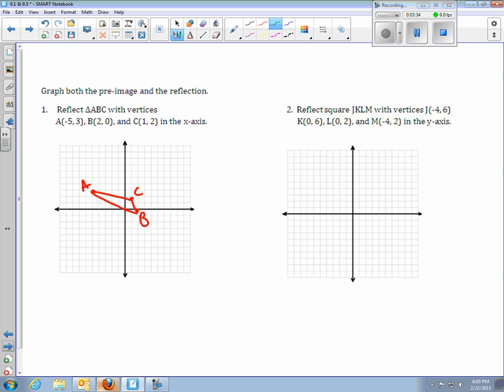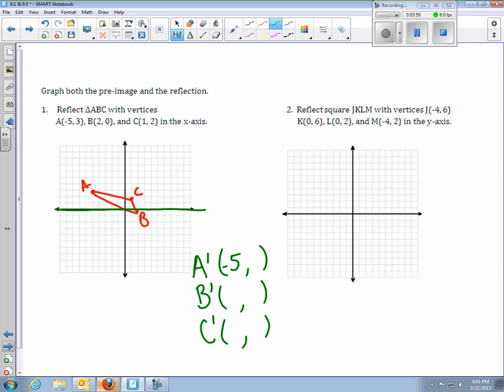Now we're going to reflect it over the x-axis. So there's our x-axis. I have A prime, B prime, and C prime. These are going to be my new ordered pairs. All right, A prime. So we're reflecting over the x-axis, and remember that rule was to multiply its y-coordinate by -1.